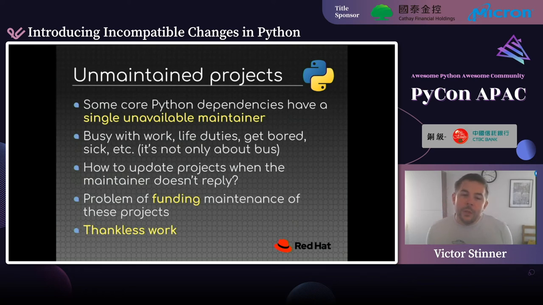And here the question becomes, how to update the project when the maintainer doesn't reply? And sadly, this is still an open question today. And more and more people are aware of this issue because there are more and more people relying on a popular Python module to not have to rewrite the code by themselves. And it's also the question of funding. How can we fund the maintenance of this project? How can we help this project? Is it a lack of money? Do we need to pay someone to help these maintainers? I don't know, honestly.